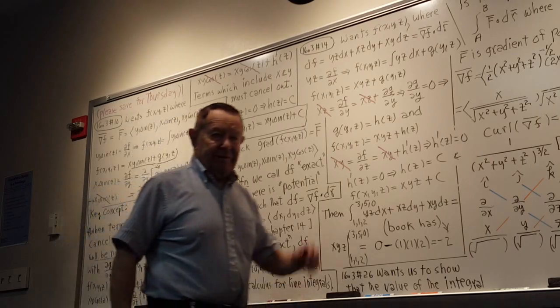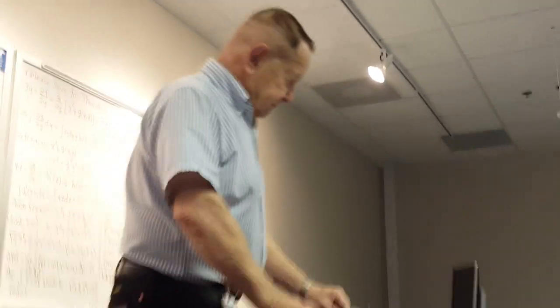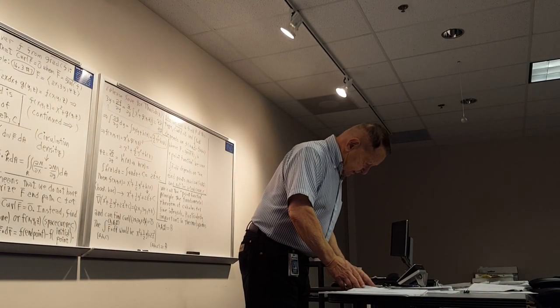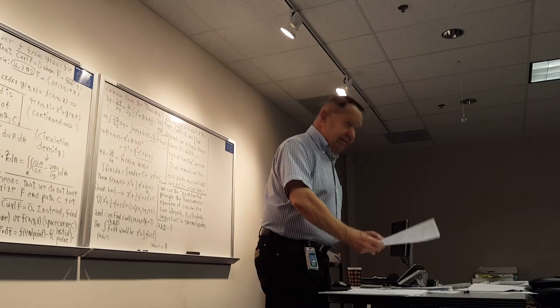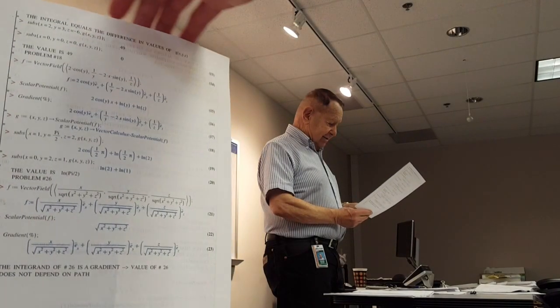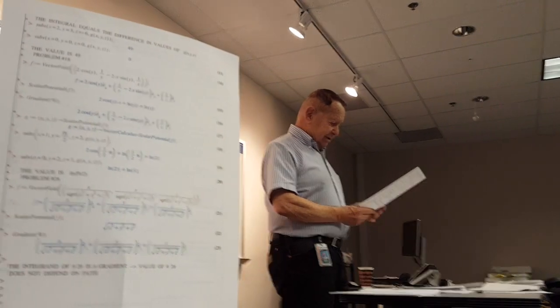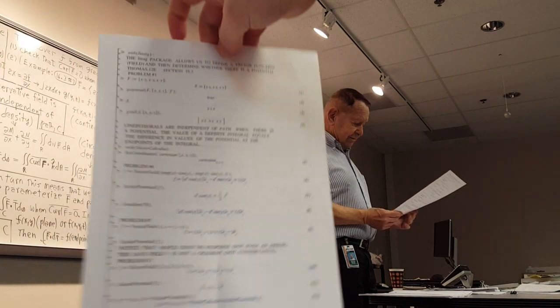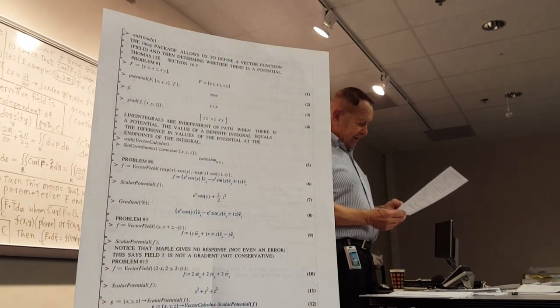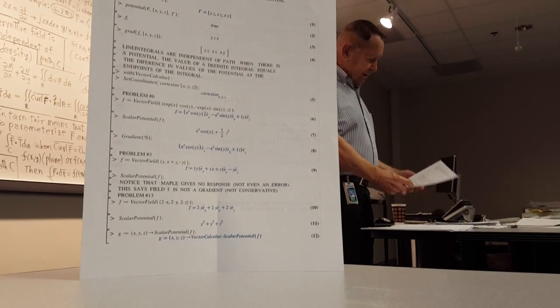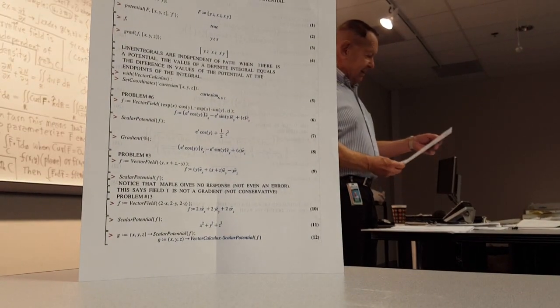Notice your Maple. I have problem 13 at the bottom of the front page. And the field you see is 2x, 2y, 2z. It has a scalar potential, which is line 11. And I then did the same thing with the vector calculus.